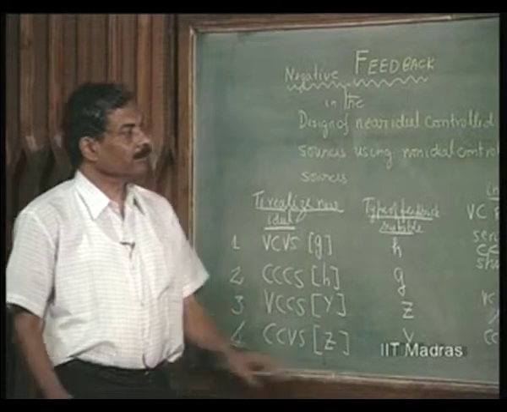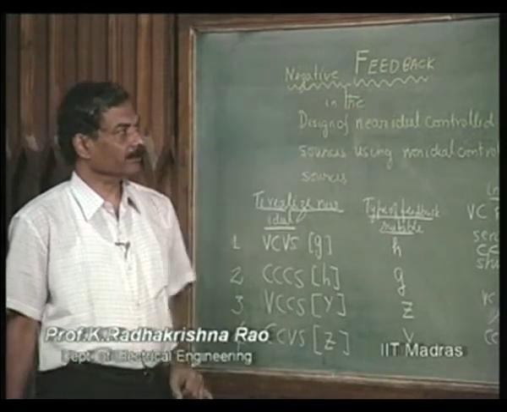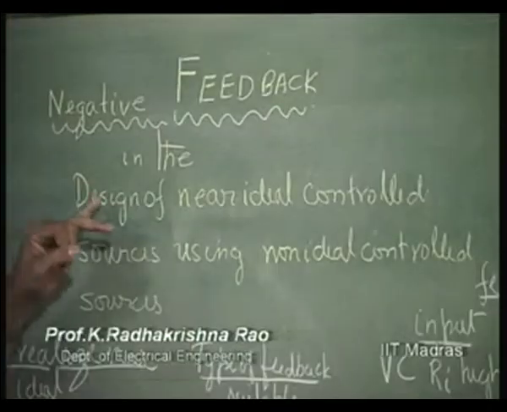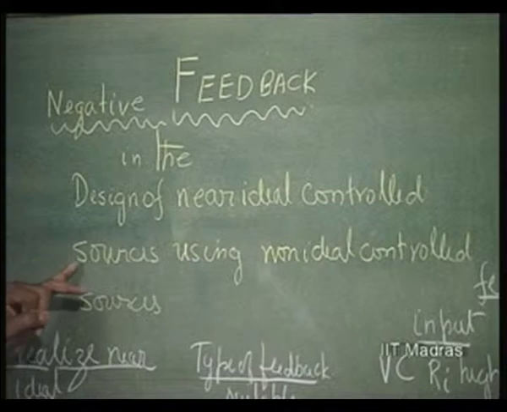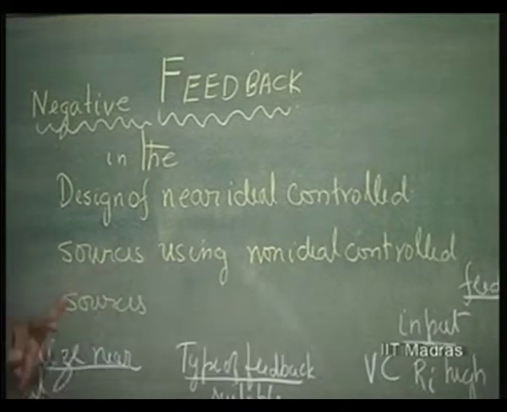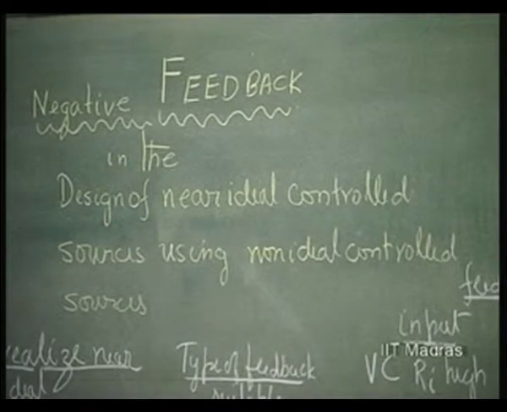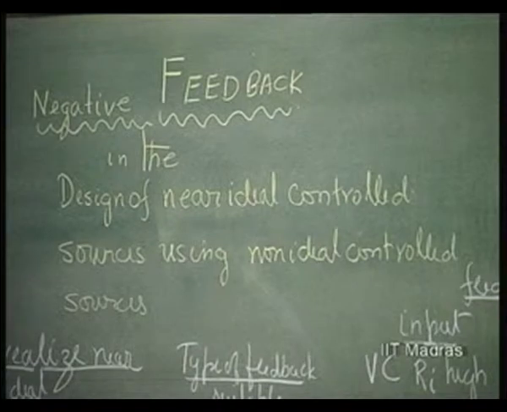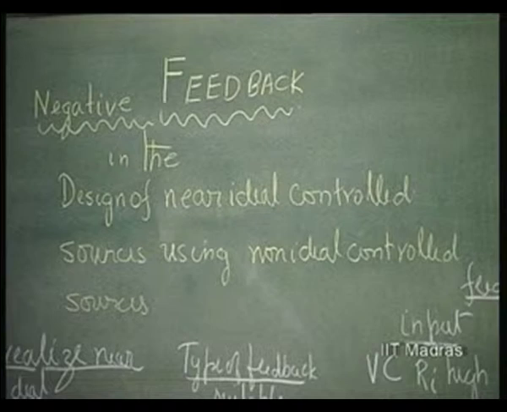So, in the last class we saw how negative feedback can be used in the design of near ideal control sources using non-ideal control sources. This is an important application of negative feedback, the most important application: you have a non-ideal control source, and you want to convert it into a near ideal control source if you adopt appropriate feedback. Now, what is appropriate feedback?